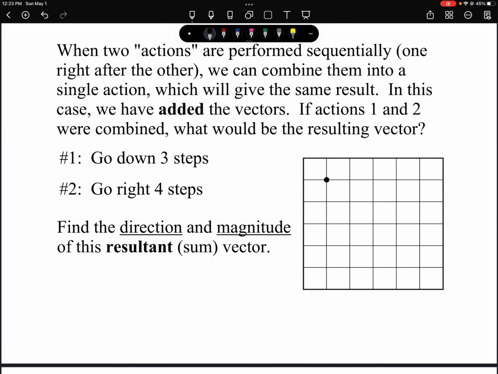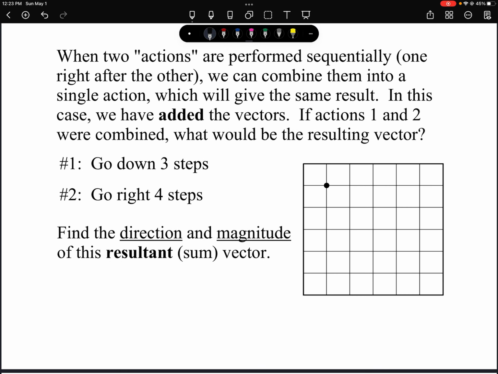Let's move on. Okay, now this slide says when two actions are performed sequentially, one right after the other, we can combine them into a single action, which will give us the same result. Okay, so let's look here at doing that. We're given an initial point right here, and they ask us to first go down 3 steps. So if I went down 3 steps, I'll do that in red. I'm going down 1, 2, 3. This was step number 1.